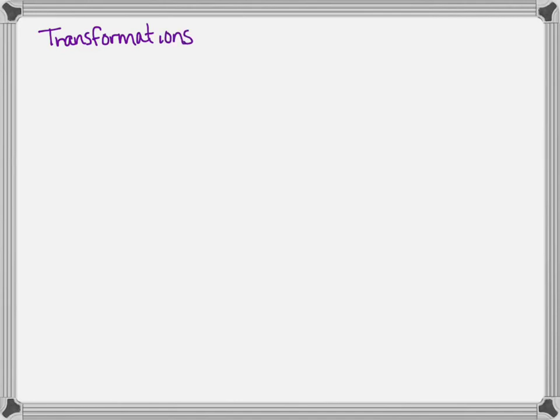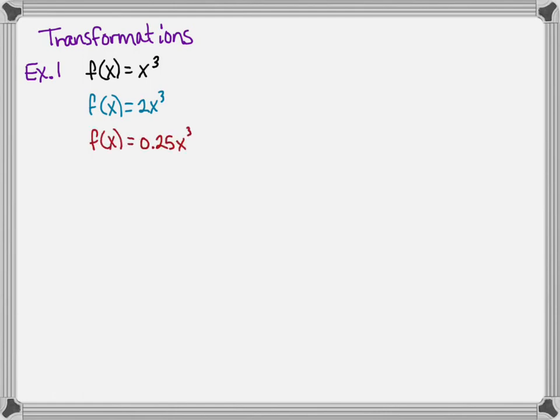Okay, let's look at some transformations. So we'll start by looking at our parent function because we always want to compare it to our parent function. And then we'll have f of x equals 2x cubed, f of x equals 0.25 x cubed, and then we'll look at f of x equals -x cubed.